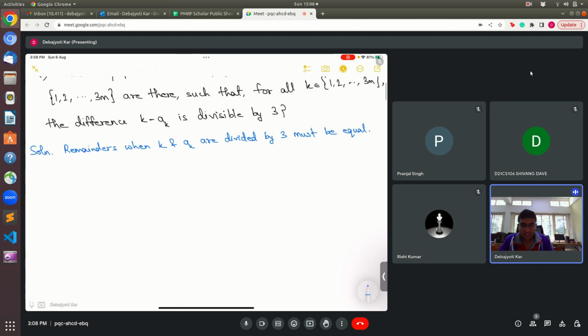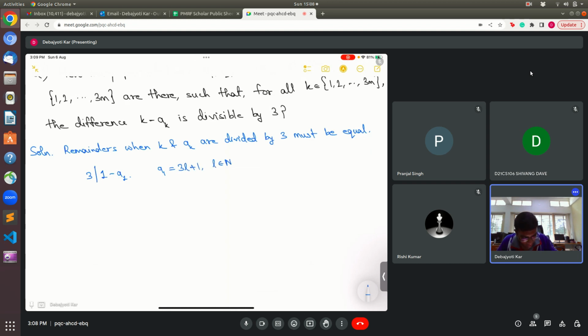So let's consider the first index, that is a1. What do we want? We want that 3 divides 1 minus a1, right? And when can this happen? This can only happen when a1 is of the form 3l plus 1 for some integer l, that is, a1 must leave remainder 1 when divided by 3.